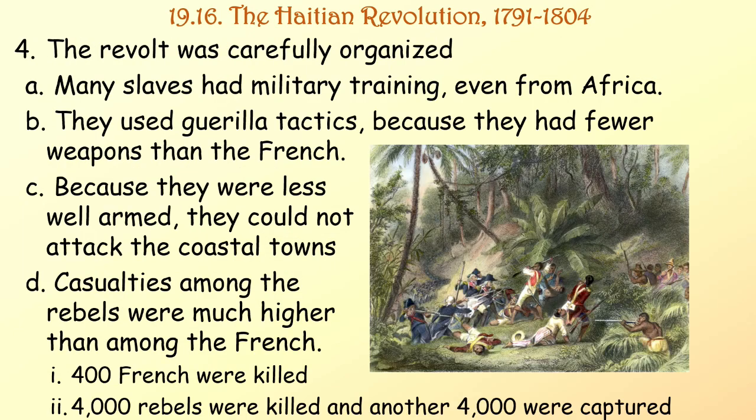The revolt was carefully organized. Many slaves had military training, even from Africa. They used guerrilla tactics because they had fewer weapons than the French. Because they were less well armed, they could not attack the coastal towns. Casualties among the rebels were much higher than among the French. About 400 French were killed, but about 4,000 rebels were killed, and another 4,000 were captured.